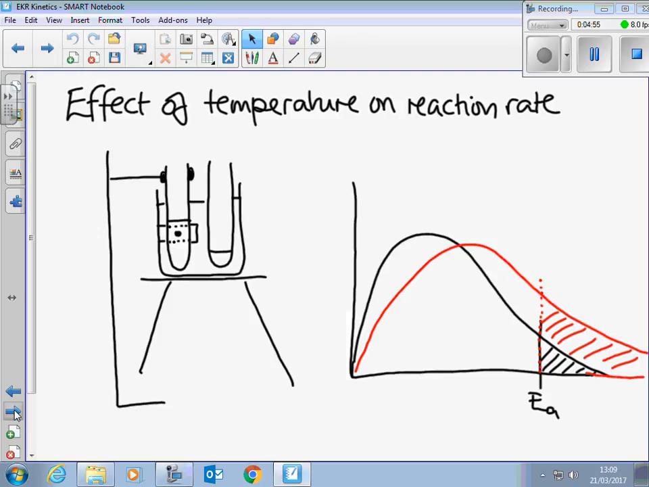We then had a look at it in terms of temperature, in terms of the Maxwell-Boltzmann distribution over there, and looking at the fact that what you're generally doing is just increasing the energy of all the particles. So the whole distribution gets shifted to the right, and therefore you get more of the particles in this red shaded area over there, with at least the activation energy, so it increases the rate.